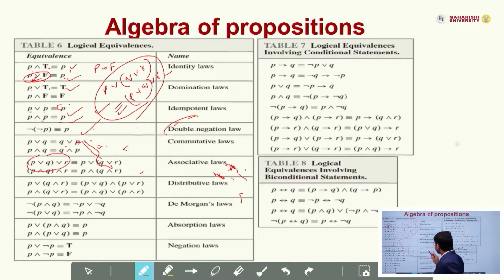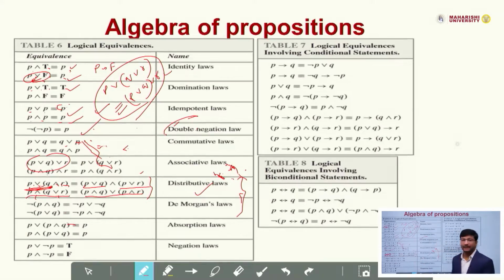Next one is the distributive law, a very important law for propositional logic. These two laws are very important, the distributive law as well as De Morgan's law. This is distribution of OR over AND. So what we can write is that P or (Q and R) is (P or Q) and (P or R). And similarly, this is AND over OR: P and (Q or R) is (P and Q) or (P and R).